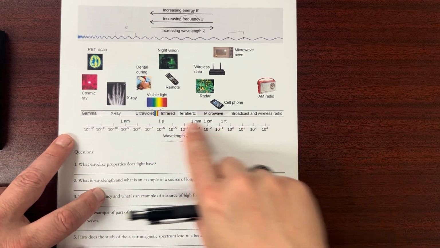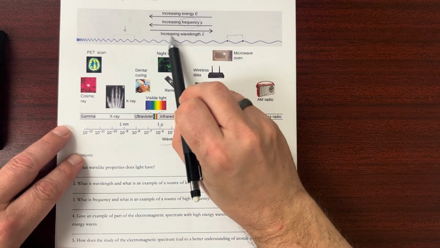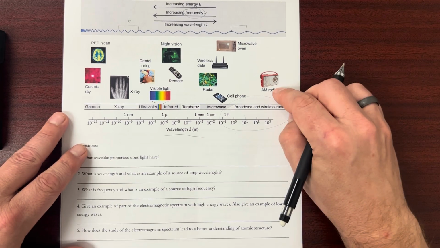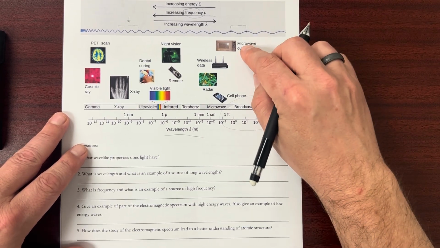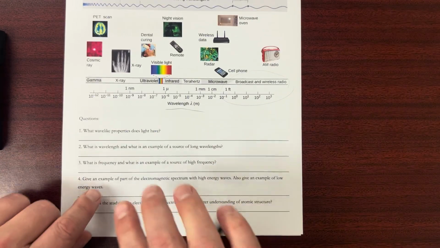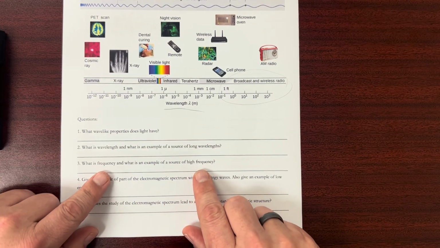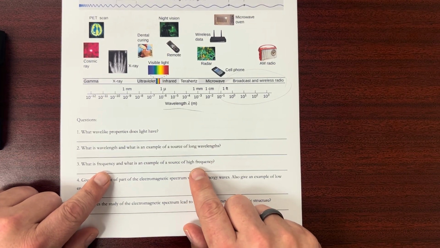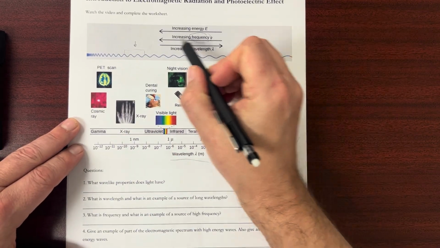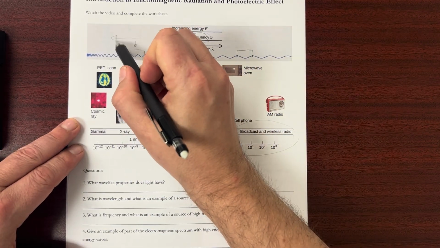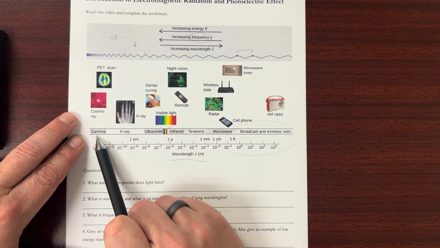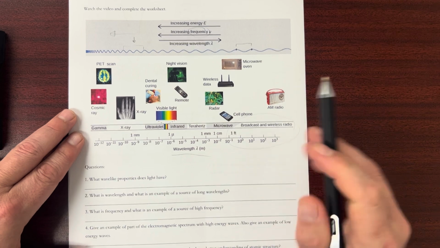Okay, so what's an example of a long wavelength? Well, we can just look here. The increasing wavelengths are all the way over here. So what are examples of those? Radio waves, microwaves. These are things that have long wavelengths. And then frequency. What's something that has high frequency? Well, if I look at my picture here, the highest frequency goes this direction. So my high frequency waves are gamma rays or X-rays.